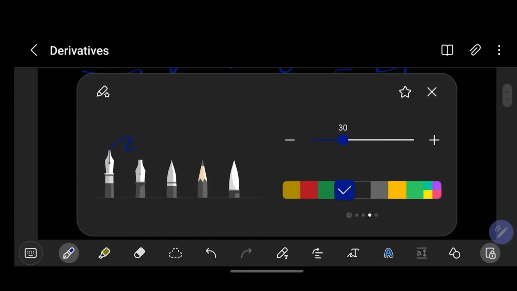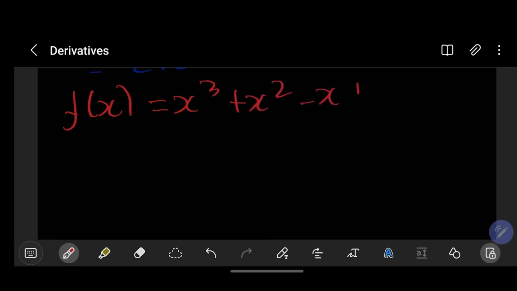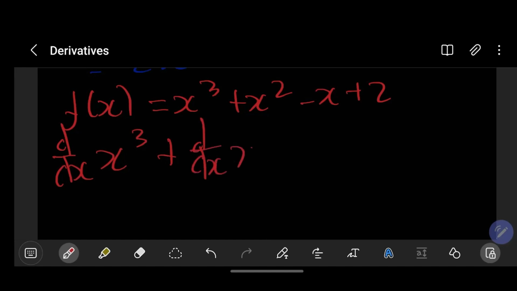So let's take the example. We have f of x is equal to x cubed plus x squared minus x plus 2. So first step, we can use the sum and difference rule. So we can find d dx of x cubed plus d dx of x squared minus d dx of x plus d dx of 2.